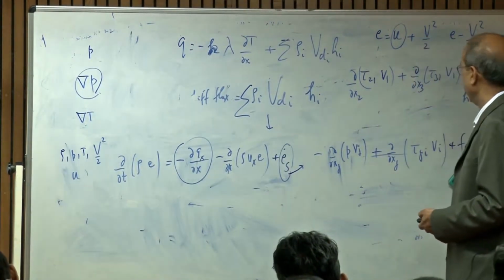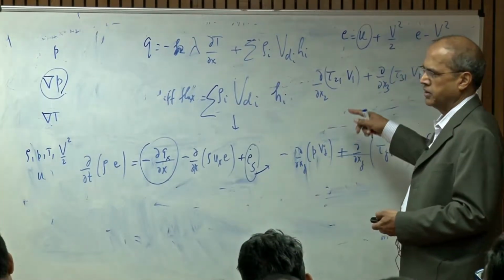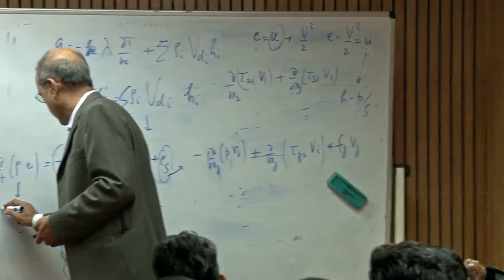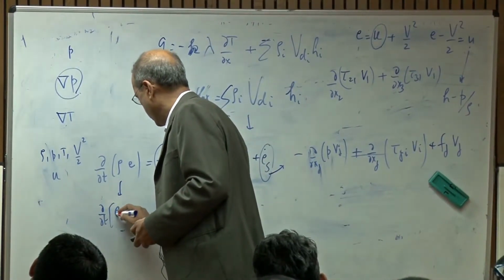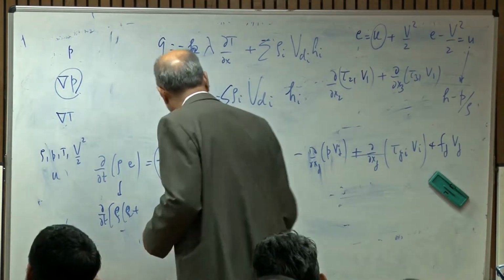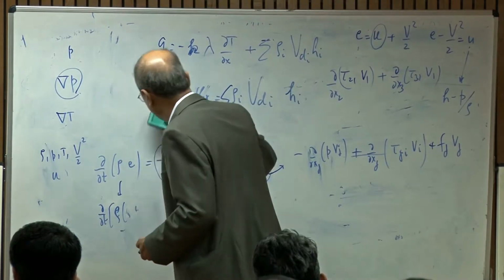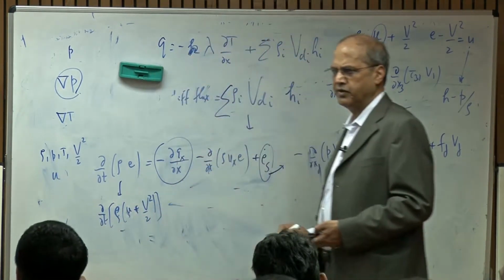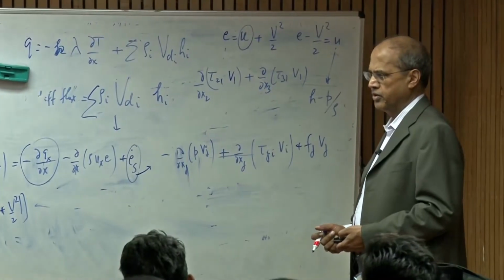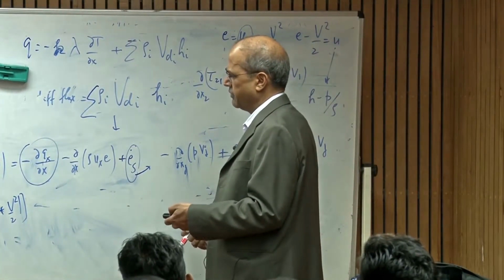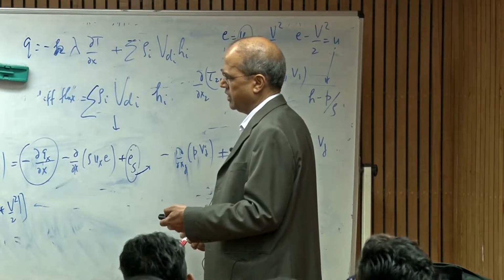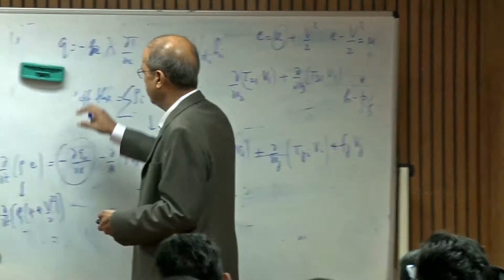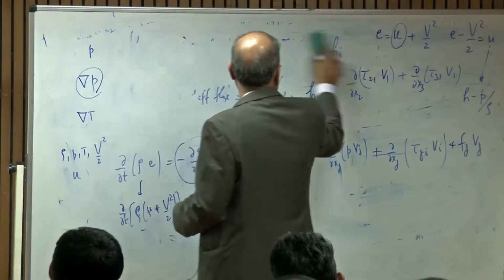Okay. So, the first step now is from this equation, subtract the equation for kinetic energy. Okay. Because you see this term is d/dt of rho times u plus v square over 2. So, if you can write the kinetic energy equation, subtract from this, we will get the equation for u. Okay. So, that equation you get by taking the momentum equation and then taking the scalar product of the momentum equation with the velocity vector. Okay.